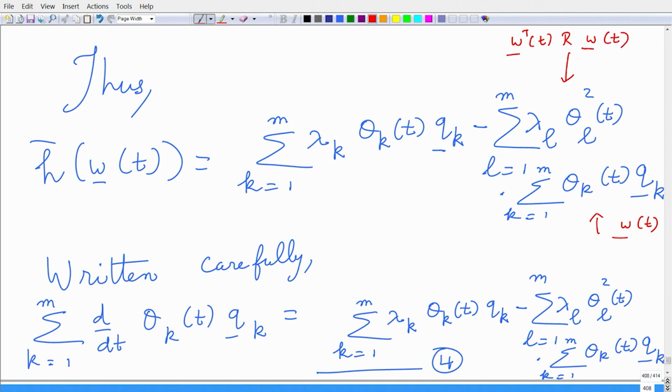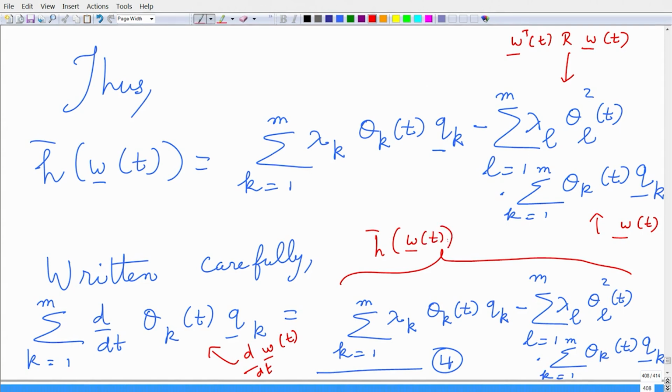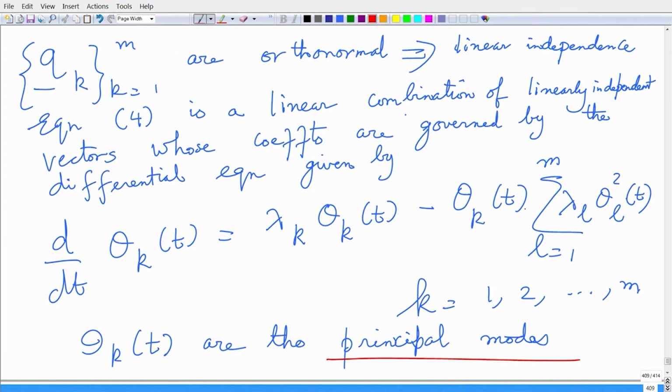Now if I write this carefully, the left hand side is what I wanted, which is d of w of t with respect to dt, and what I have on the right hand side is basically h bar of w of t. I call this equation 4 with this simplification. Now qk's from k equals 1 to m are orthonormal vectors.